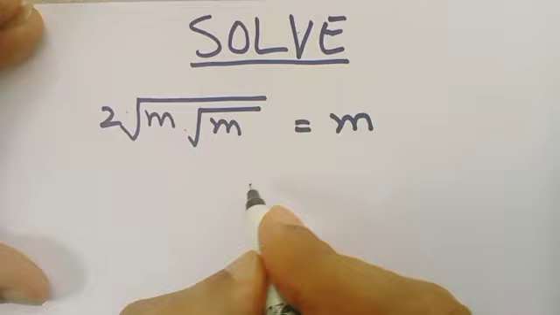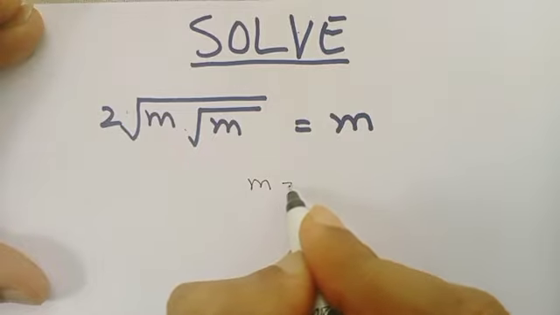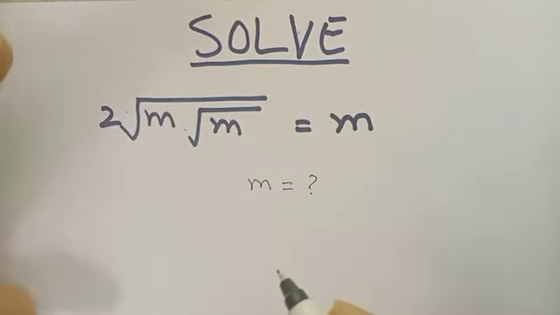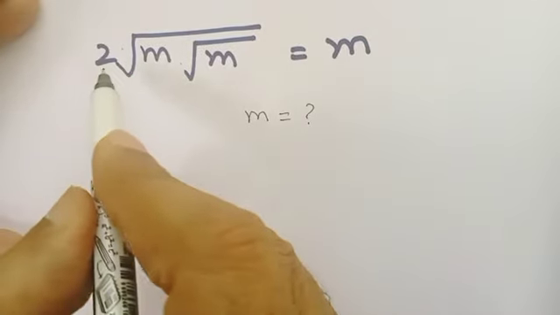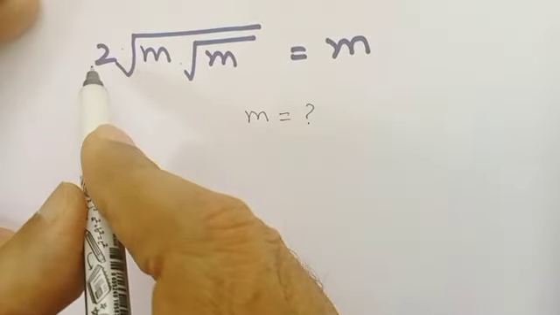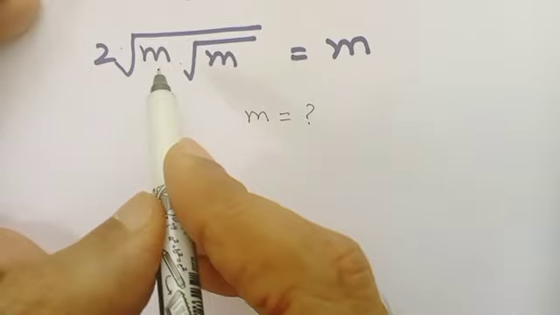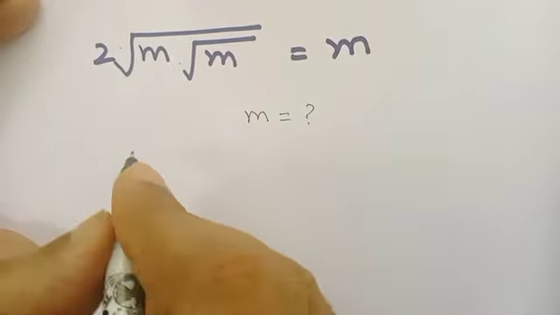Today we will solve a very tricky and nice square root problem for the value of m. What is the value of m? We will find it today. Here we see that the left side of the equation is multiplied by 2, so we will divide the whole equation by 2.